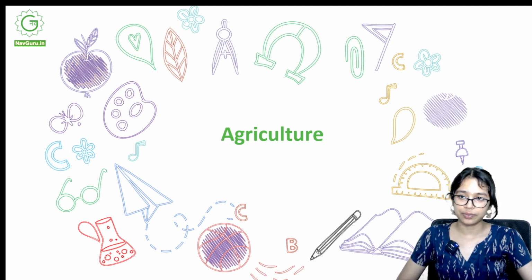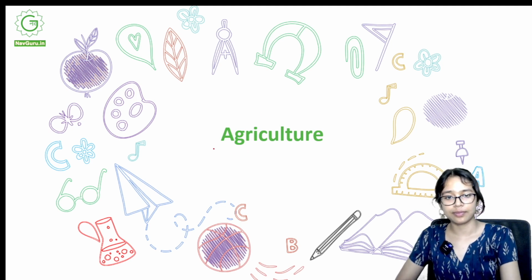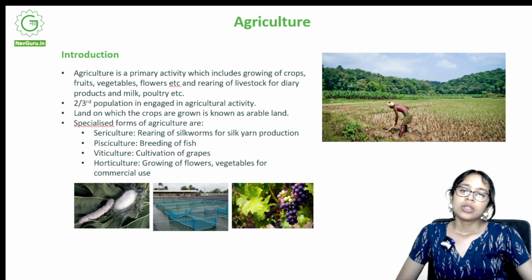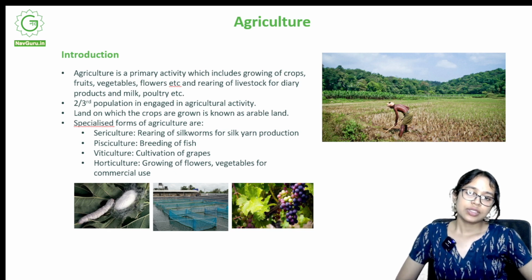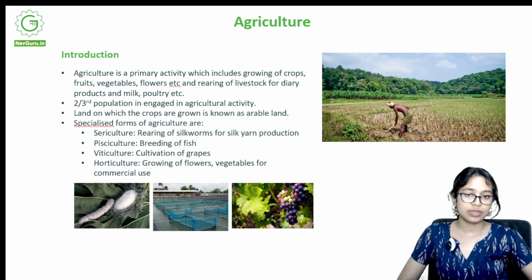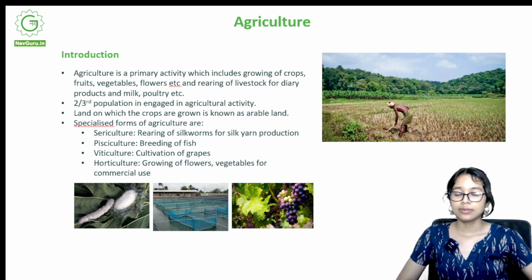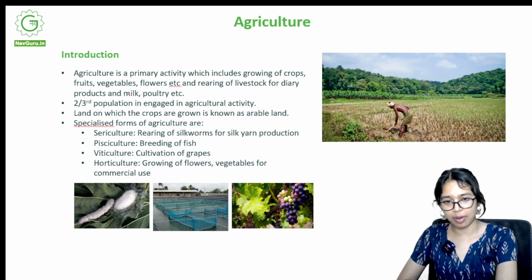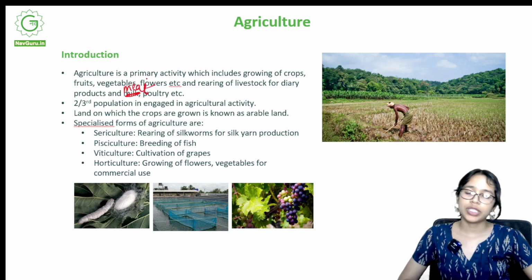Agriculture. Introduction. Agriculture is a primary activity which includes growing of crops, fruits, vegetables, flowers, etc., and rearing of livestock for dairy products and meat, poultry, etc.